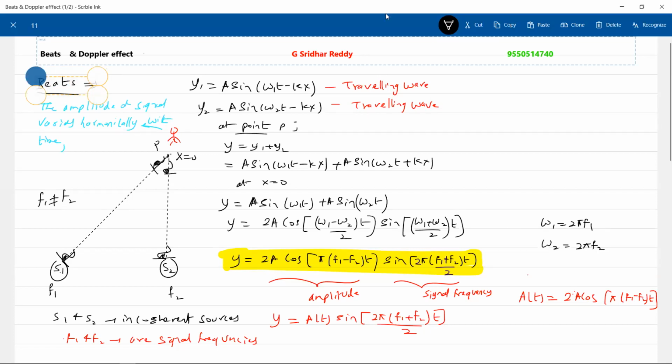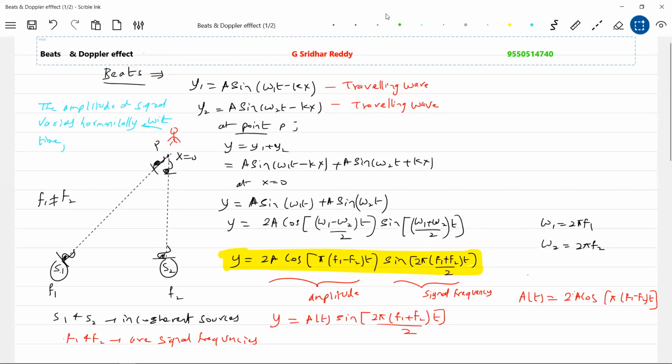Let me put all the things here. The amplitude, the amplitude, intensity, and loudness of the signal vary harmonically with the time. That is what this person will comment when the sources are incoherent. If sources are coherent, what will be the comment from the person?